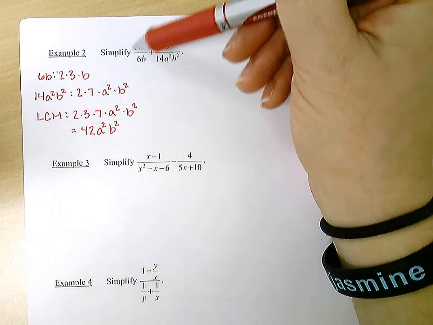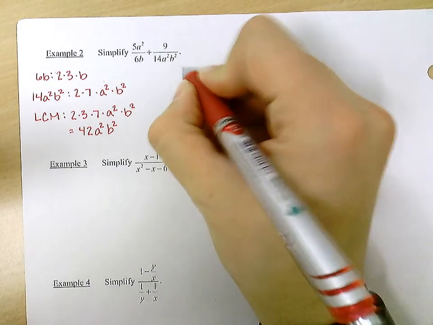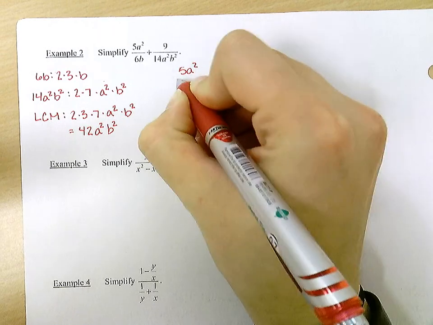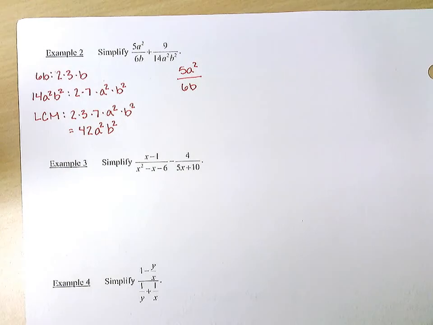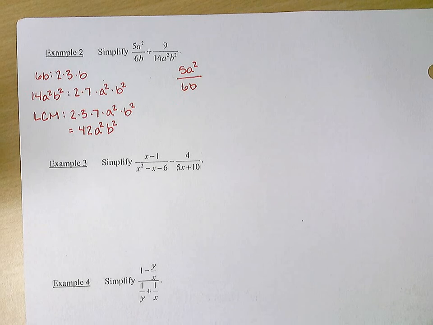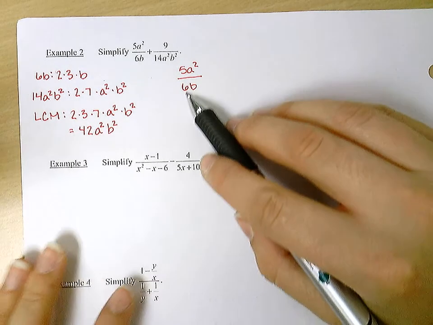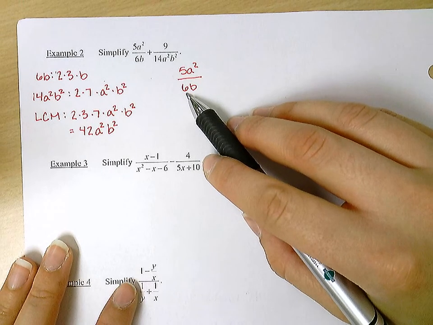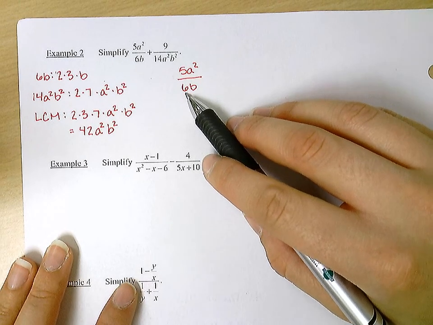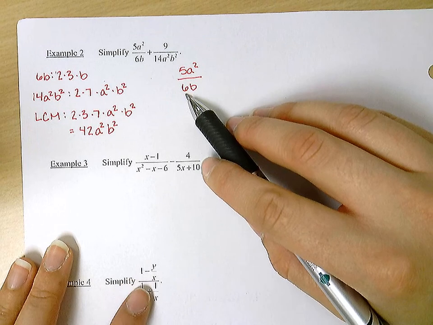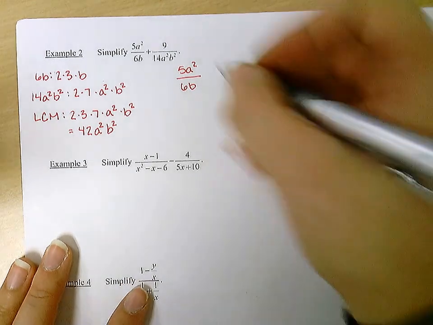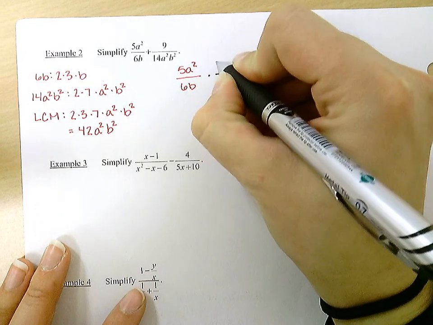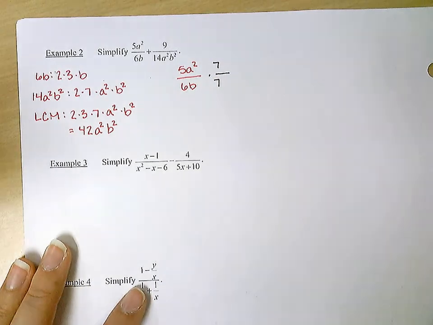So I'm going to take my first whole fraction here of 5a squared over 6b. Now I need to change that 6b to make it look like 42a squared b squared. Okay, so what would I have to multiply into 6 to change it to 42? What do you have to multiply into 6 to make it 42? 7. Okay, so I need to multiply by 7.